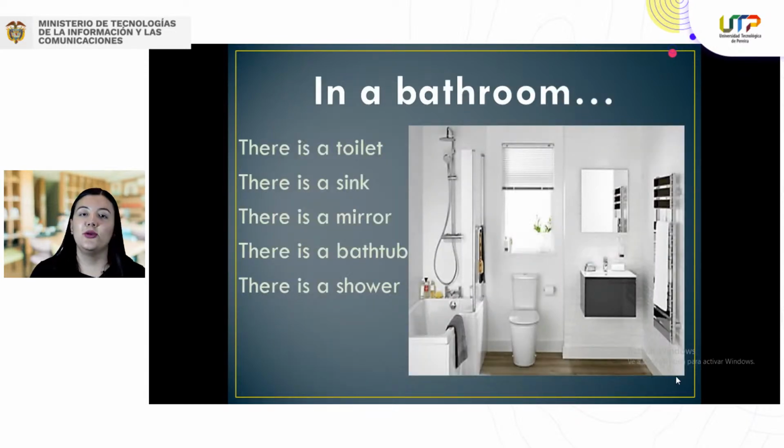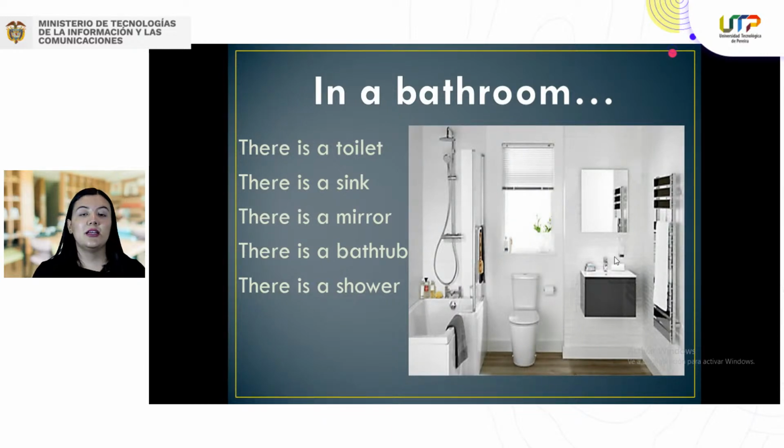Ahora, en el baño, ¿sí? What can we find in the bathroom? Okay, the previous one was the bedroom, and this is a bathroom. What can we find in a bathroom? So there is a toilet. That is the first thing. El sanitario, como le conocemos. There is a toilet. There is a sink, donde lavamos nuestras manos.